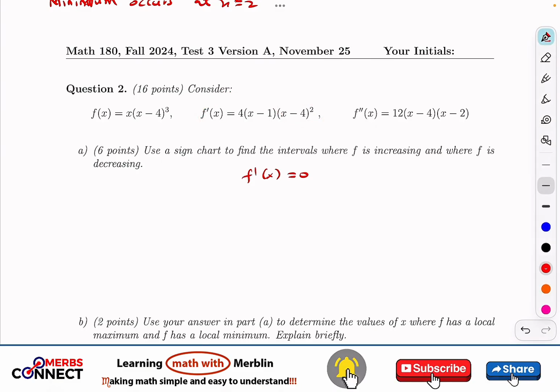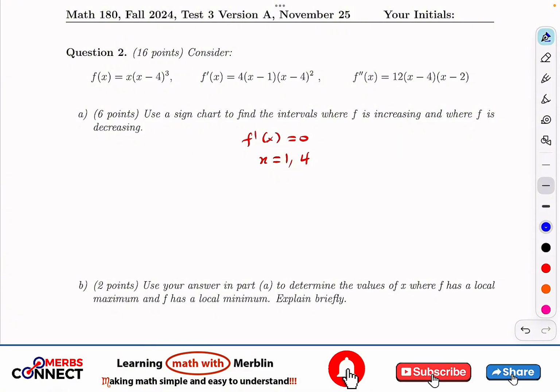So it means that I'm going to have x is equal to 1 and x is equal to 4. That will be my critical point. So now that we have the critical point, let's use a sign chart. So this is my sign chart. Let me put my 1 here. Let me put my 4 here.